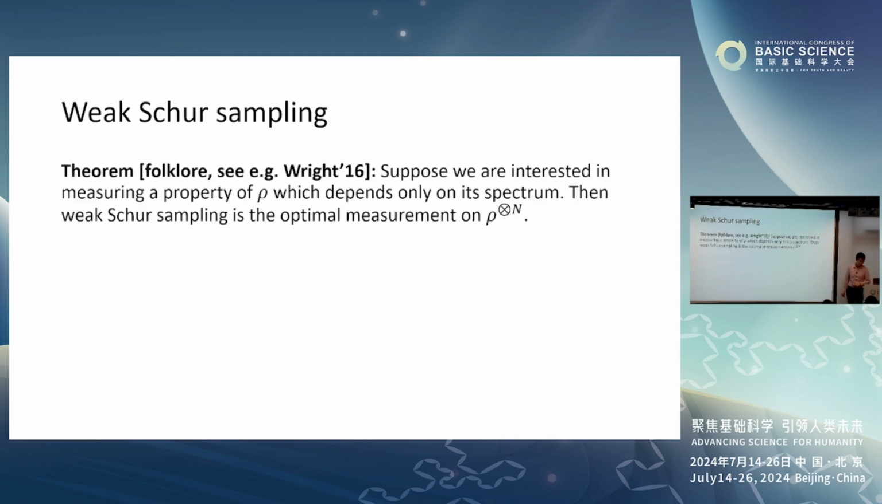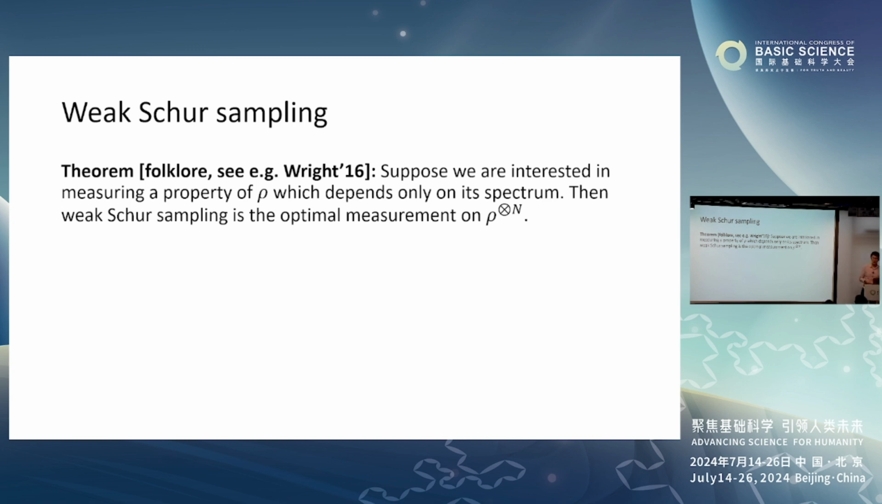And this is true, indeed, folklore, but there's also a proof in John Wright's thesis that suppose we're interested in measuring such a spectral property of rho, some property that only depends on its eigenvalues, you might as well do weak Schur sampling first. So it's literally optimal for such properties.